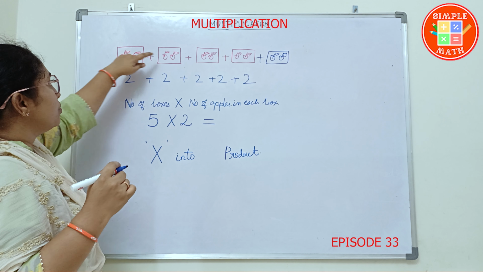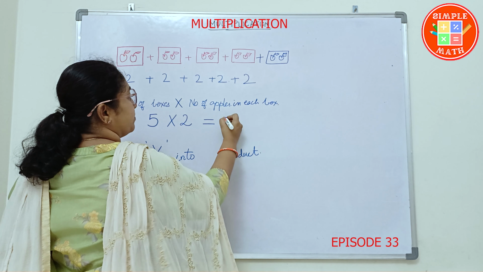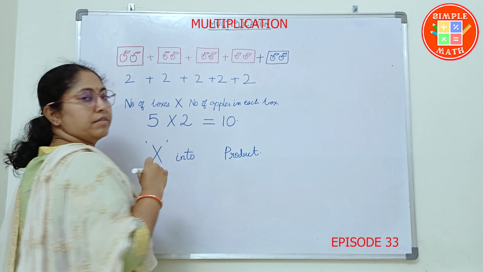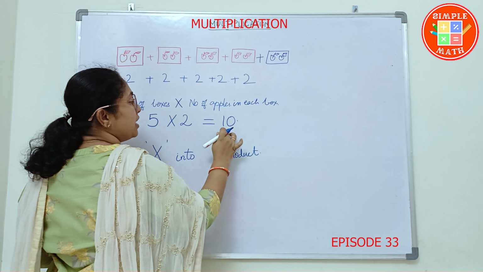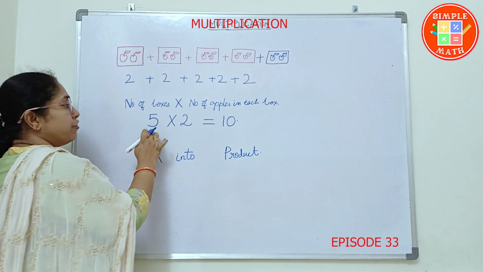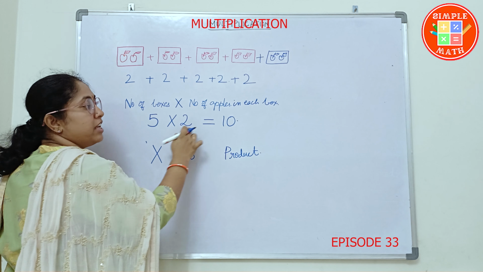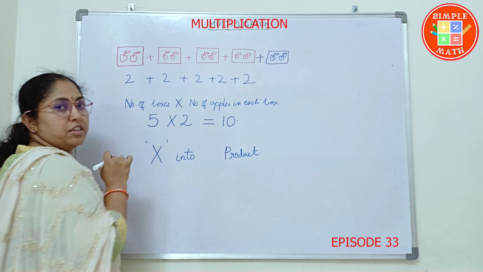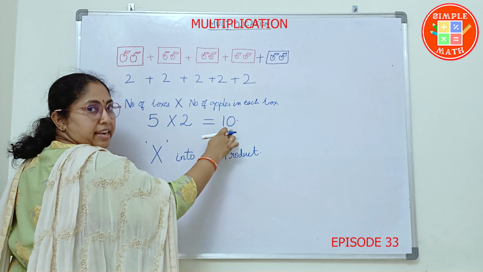So 1, 2, 3, 4, 5, 6, 7, 8, 9, 10. Right? How many apples did we get all together? 10. So 5 times 2 apples, when we add, we get 10 apples. So how do we read this? 5 2s are 10.